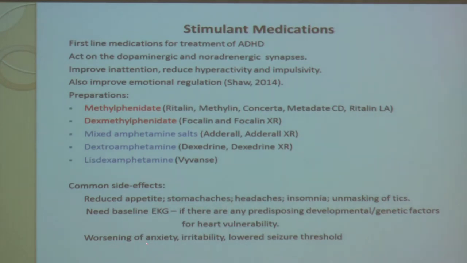They have other side effects such as anxiety, irritability, and they can also lower the seizure threshold. So with children who have seizures in addition to autism, you have to be very cautious. Some neurologists don't say don't prescribe the medication, but they are very cautious when they prescribe stimulant medications to children on the autism spectrum.